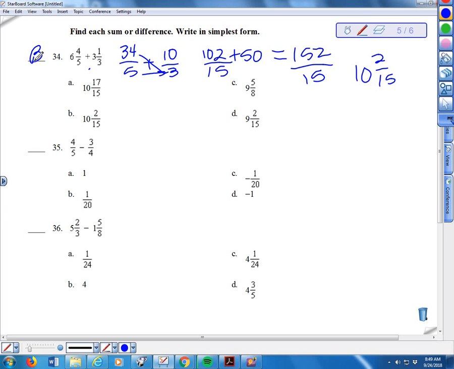4/5 minus 3/4. I can still use the crisscross method here. It's a subtraction problem. Everybody agree? Yes. Okay. 4 times 4, 16. 5 times 3, 15.